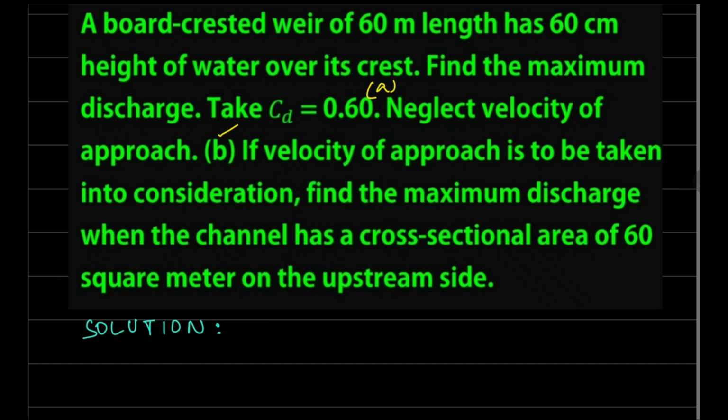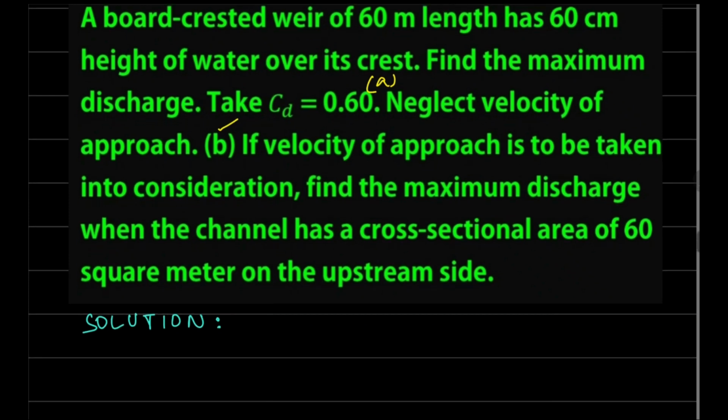So let's go for the solution. First of all, we'll note down all the values which are given to us. So the length of the weir, that is L, is 60 meter and the height of head H is 60 centimeter, that is 0.6 meter. Next, the CD value is given as 0.6.